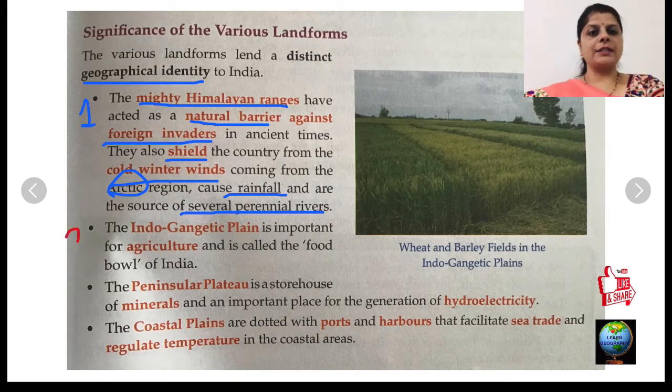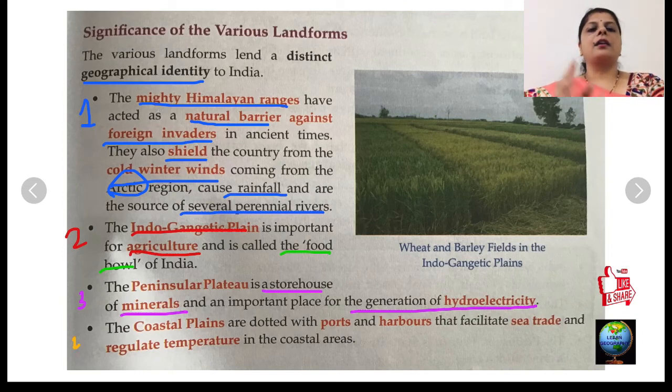Second is the Indo-Gangetic Plains. It is very important for agricultural activities, hence it is known as the food bowl of India. The Peninsular Plateau is the storehouse of a number of minerals found there, and it is an important place for generation of hydroelectricity. The coastal plains have a lot of facilities for porting activities, the ports and harbors, because of which foreign trade, sea trade is possible.